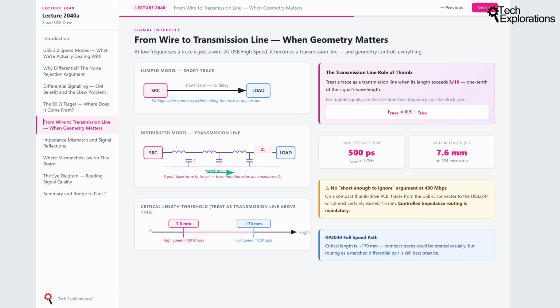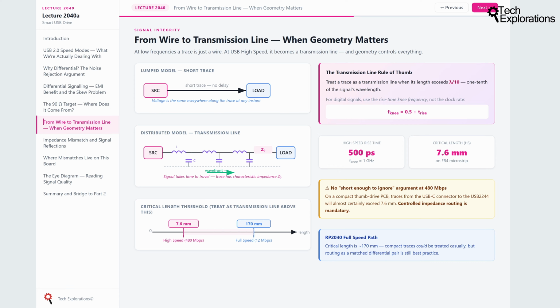The commonly used threshold is this. Treat a trace as a transmission line when its physical length exceeds 1/10 of the wavelength of the highest significant frequency in the signal. For digital signals, that frequency is not the clock rate. It's derived from the rise time. The approximation is that f-knee equals 0.5 divided by the rise time. For high-speed USB with a 500 picosecond rise time, the f-knee is approximately 1 gigahertz.